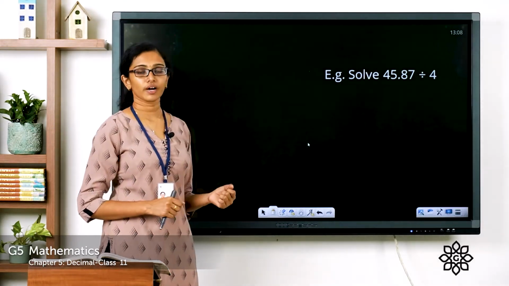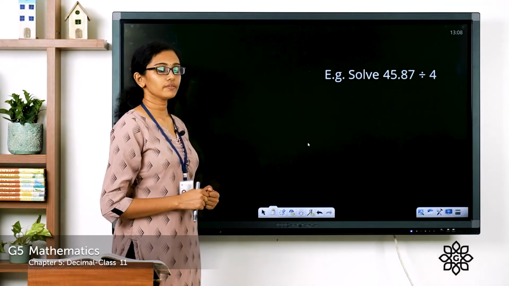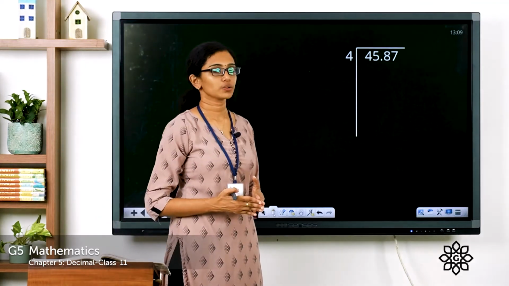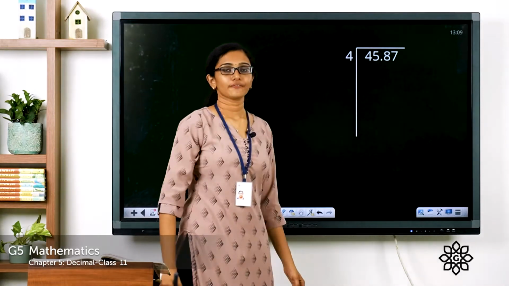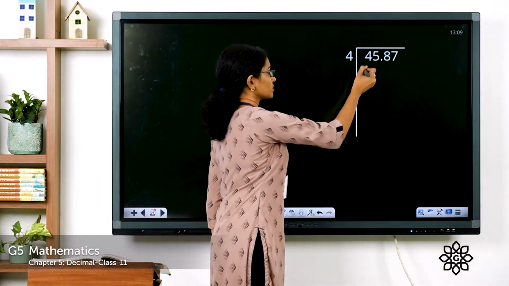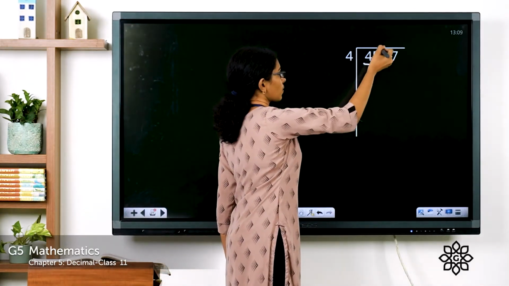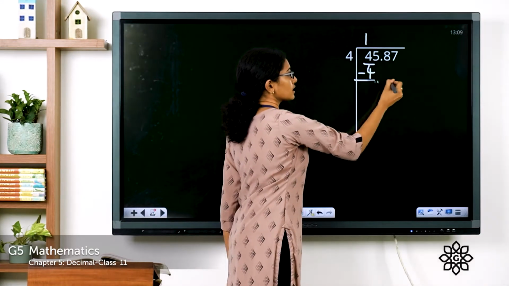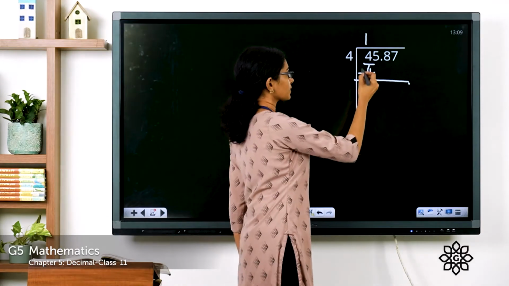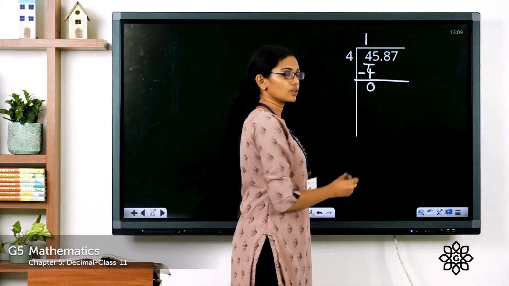Solve 45.87 by 4. Let's see how we can do the division. We are dividing with a one digit number. So, let's take the first digit of the dividend. So, it is 4. 4 divided by 4 is equal to 1. 1 into 4 is equal to 4. Now, let's subtract the numbers. 4 minus 4 is equal to 0.